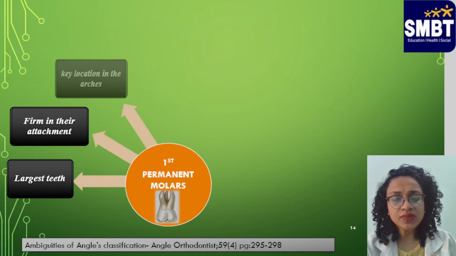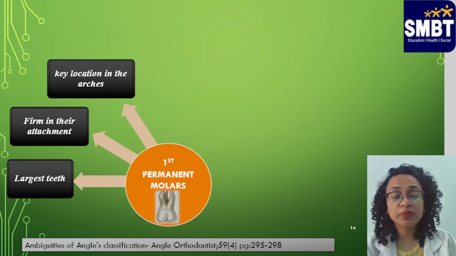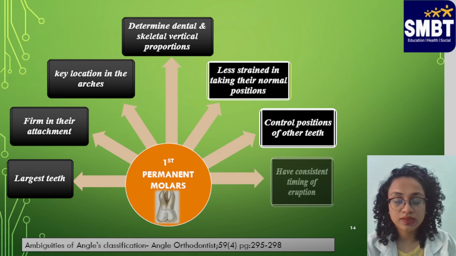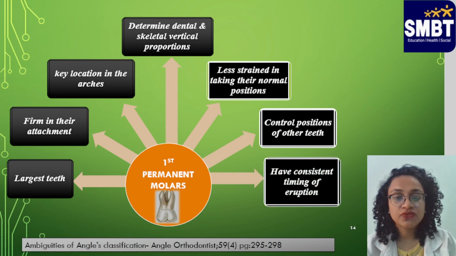Now Angle, how did he classify malocclusion, or based on which tooth? The tooth is none other than the first permanent molars. So Angle considered the first permanent molars to be the key teeth while classifying malocclusion. Now what are the reasons?